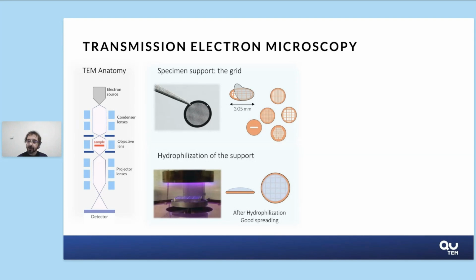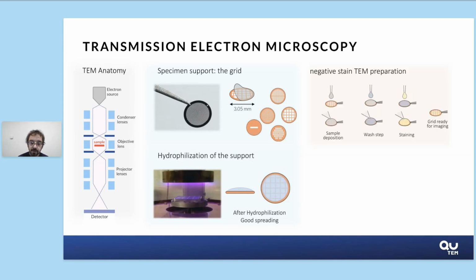At QuTEM, we are using mainly 2 methods, namely negative stain preparation and cryo-TEM. So I will give you a few insights on these 2 preparations. The first one, negative stain. So we take a hydrophilized grid, and everything is done in negative stain at room temperature and directly on the bench or under a fume hood. We apply the specimen, we let it adsorb for a while on the grid. We blot away the excess, and then we typically add a washing step.